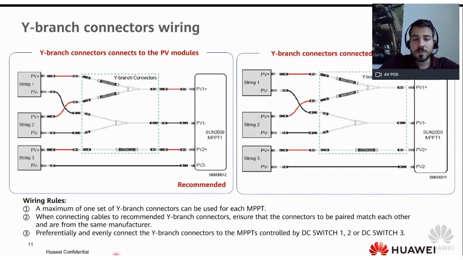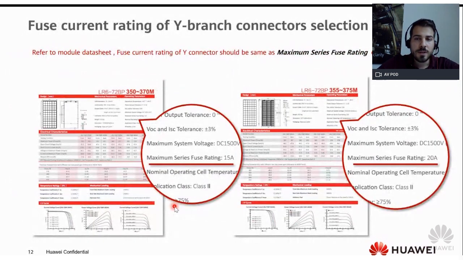Also, prefer to connect the Y-branch connectors evenly for each MPPT controlled by DC switches 1, 2, or 3. And the maximum number of strings that you can connect now with the Y-branch connector is 27. So for each MPPT, you can connect even one extra string. So 9 MPPTs, 18 strings plus 9, equals 27 strings in total.